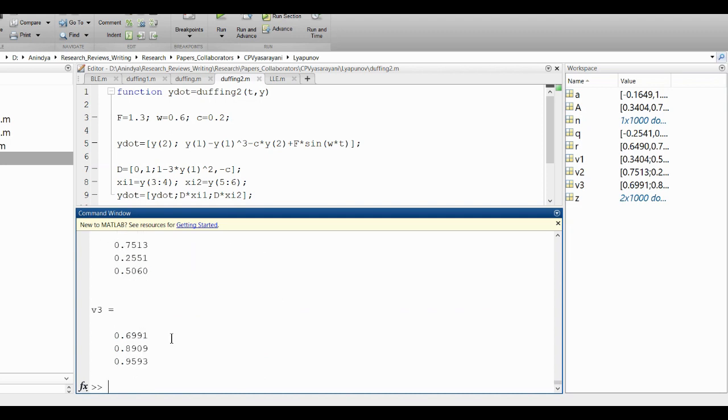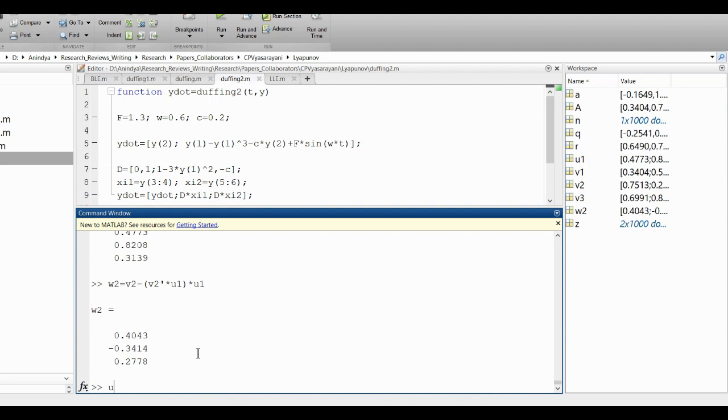So I've defined them. Then I say U1 is equal to V1 by the norm of V1. So I've got that. Then I say W2 is equal to V2 minus V2 transpose times U1 times U1. So that's W2.